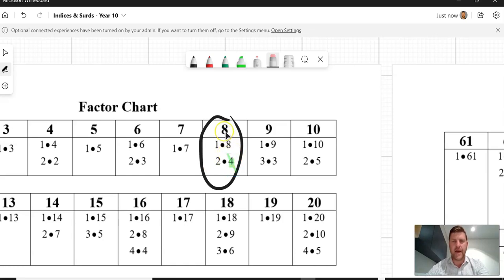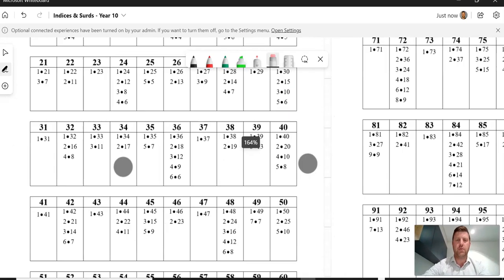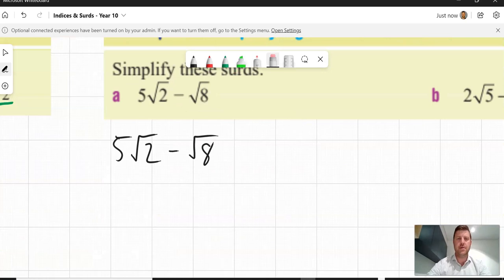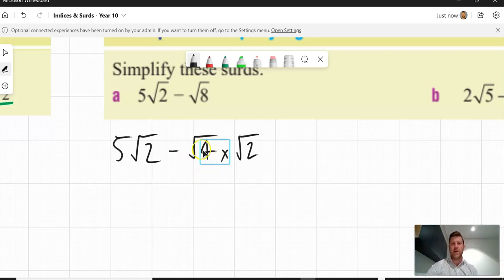The highest square factor of 8 is 4. So the square root of 8 can also be written as the square root of 2 times the square root of 4. So that's how I'm going to write the square root of 8 there. I'm going to get rid of that, and I'm going to put in the square root of 4 times the square root of 2. And the reason I put the square root of 4 first is because 4 is the square factor. That can just be simplified to 2. The square root of 4, because 4 is a square number, can just be written as 2.